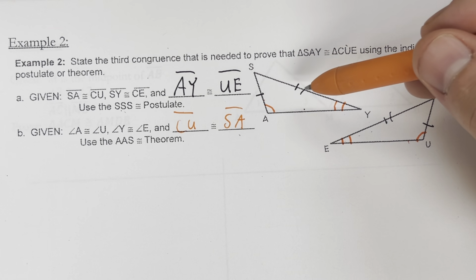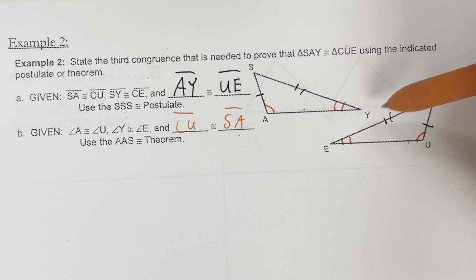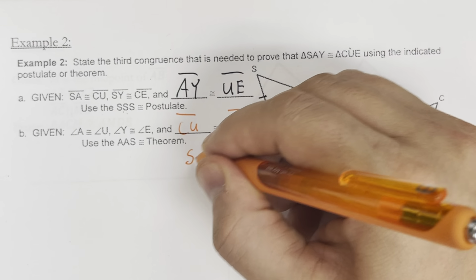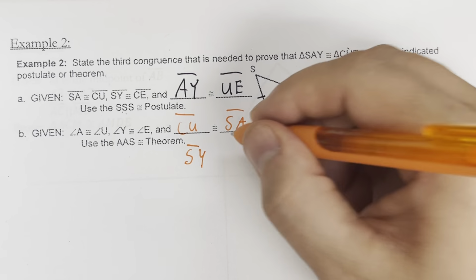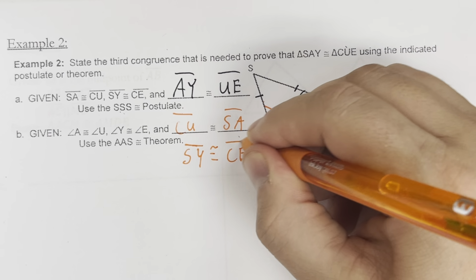You also could have gone the other direction and said SY would be congruent to CE. That would also be an option as well. So I'll include that one as an option too. Okay.